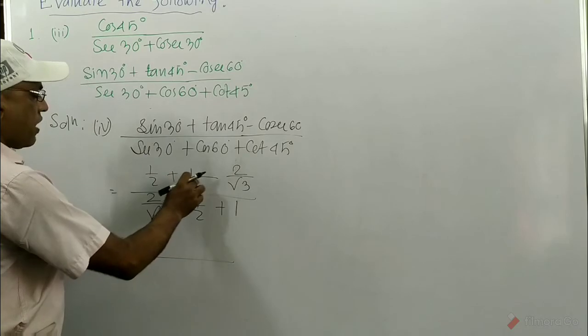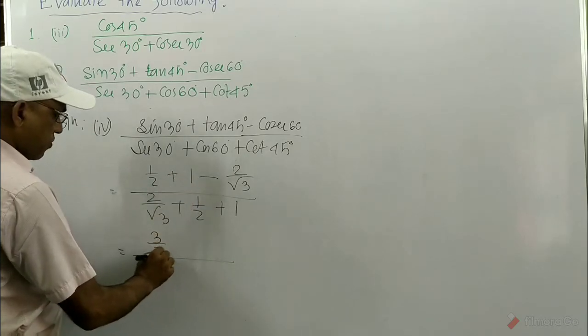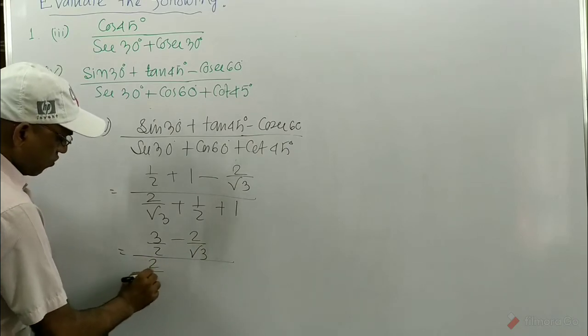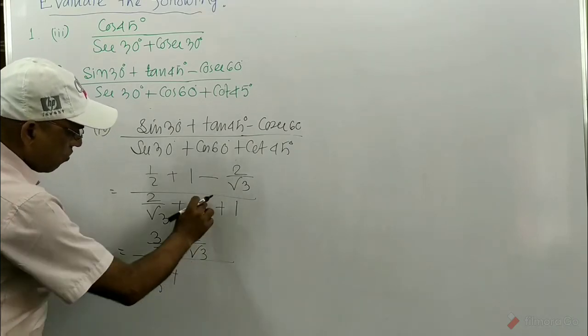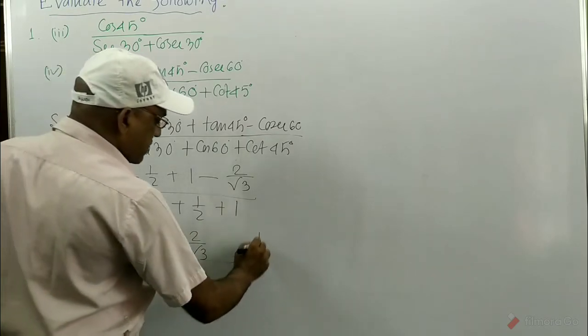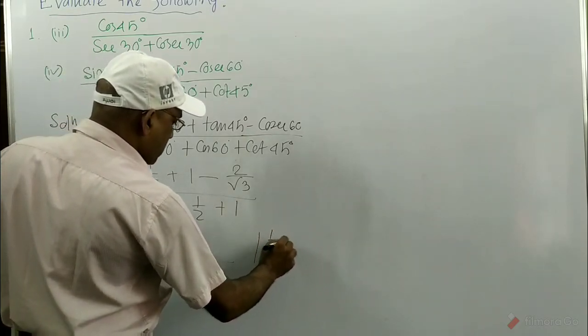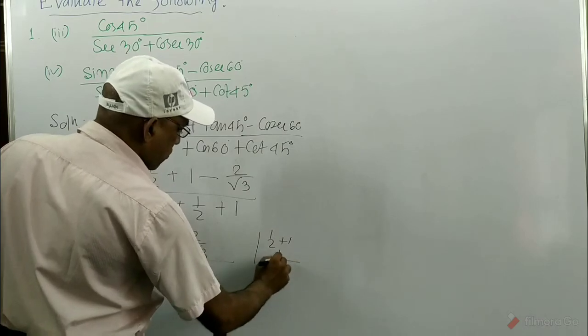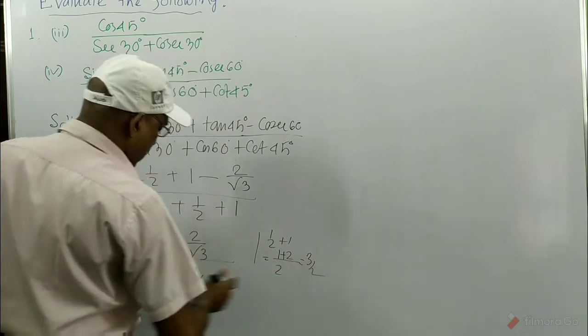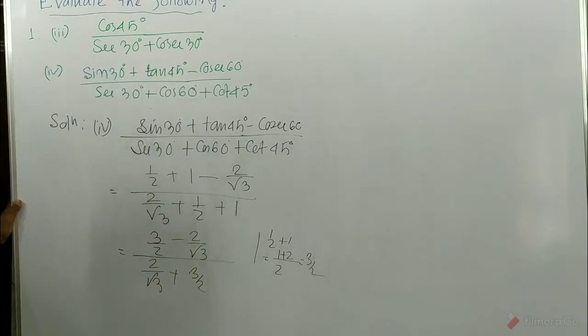And 1 by 2 and 1, this is 3 by 2 minus 2 by root 3. This is 2 by root 3, remains the same. 1 by 2 plus 1, this is 3 by 2. Why 3 by 2? You see 1 by 2 plus 1, LCM is 2, 1 plus 2, this will be 3 by 2. We can directly write this as 3 by 2.